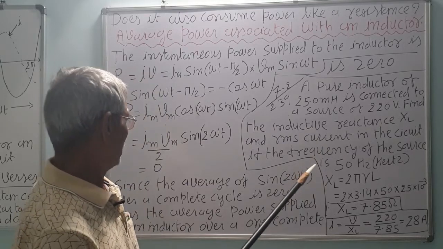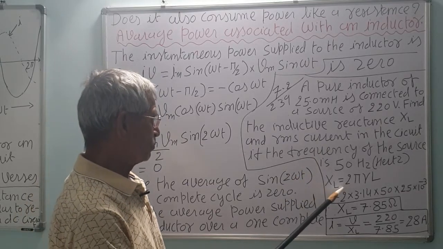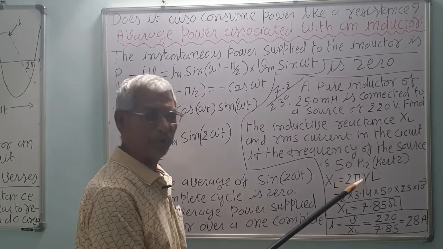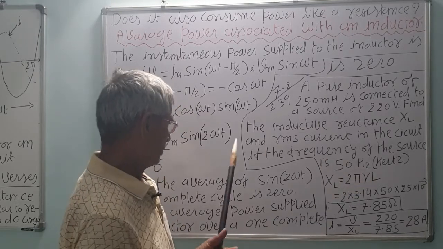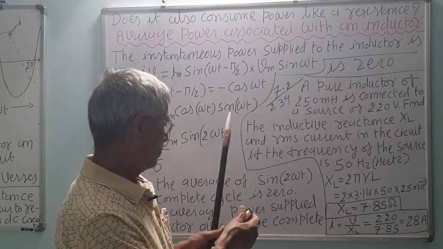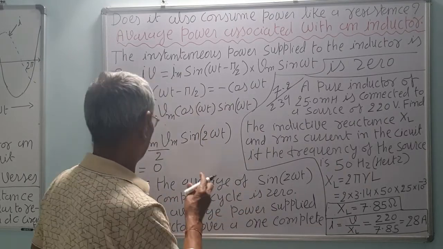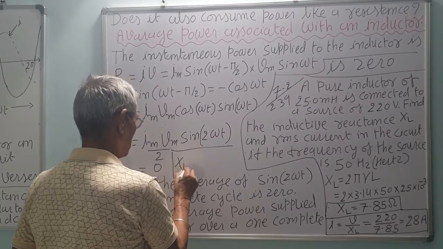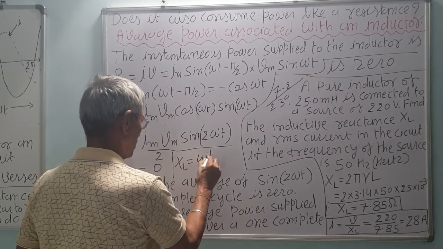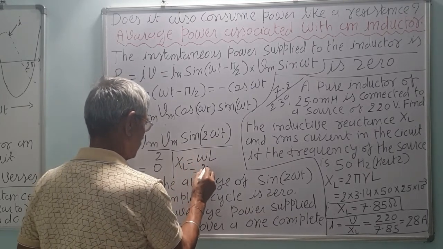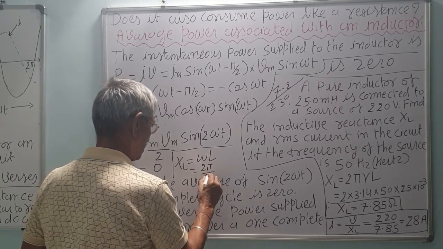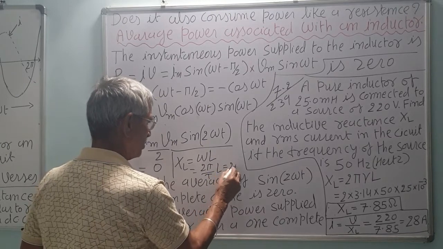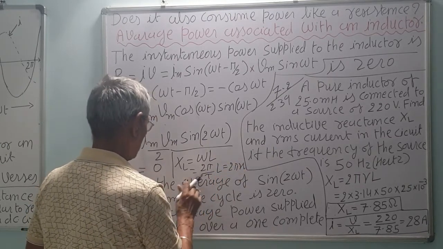Correct. So XL is equal to omega L. Omega is equal to 2 pi upon T, that is 2 pi nu. We have already seen that it is omega L. XL is equal to omega L, and omega is equal to 2 pi upon T into L. 1 upon T is frequency, that is 2 pi nu L. Correct.